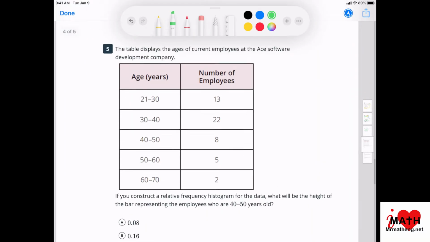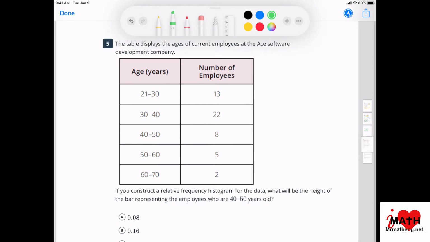Oh, didn't want that to happen, but it did. The table displays the ages of current employees at the ACE Software Developmental Company. Okay, so you have a company and you look at the employees and basically you ask them, how old are you? And then you do a tally mark. All right, so between 21 and 30-year-olds, there's 13 people, and then 22, 8, 5, and 2. If you construct a relative frequency histogram, okay, so frequency just means count, and then relative basically means we're going to turn it into a decimal.